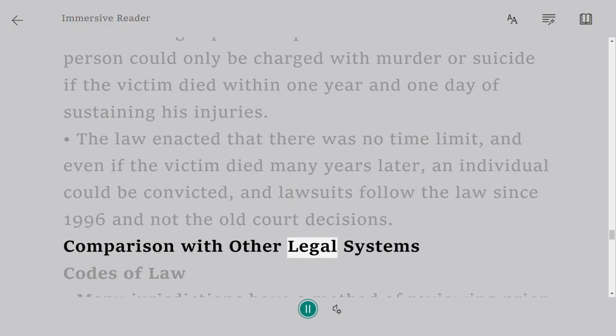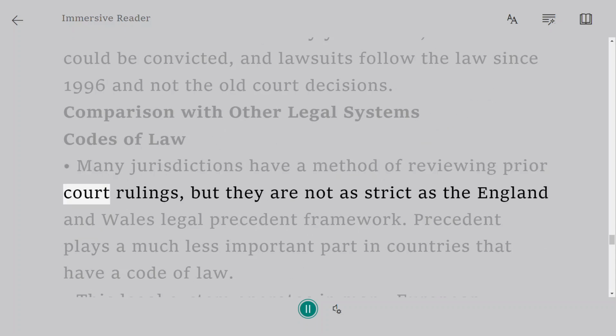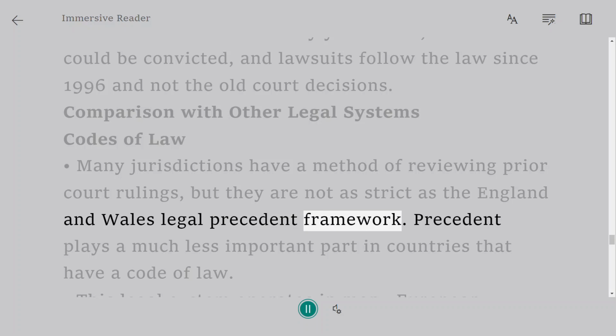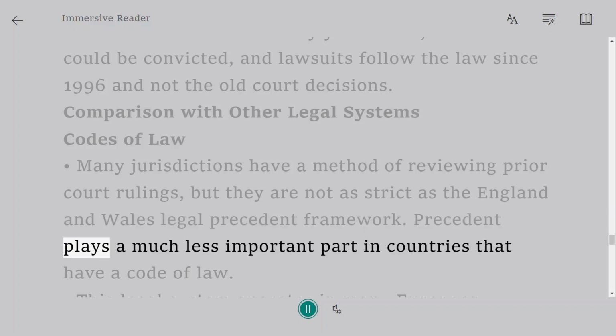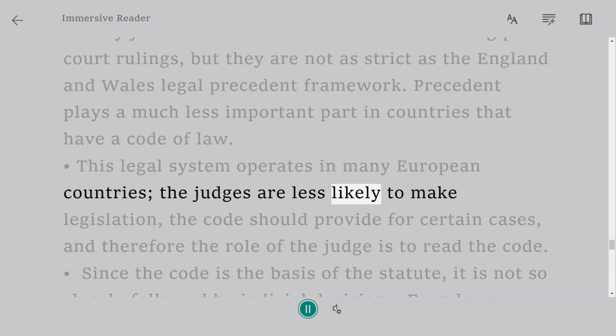Comparison with other legal systems. Codes of law. Many jurisdictions have a method of reviewing prior court rulings, but they are not as strict as the England and Wales legal precedent framework. Precedent plays a much less important part in countries that have a code of law. This legal system operates in many European countries. The judges are less likely to make legislation.